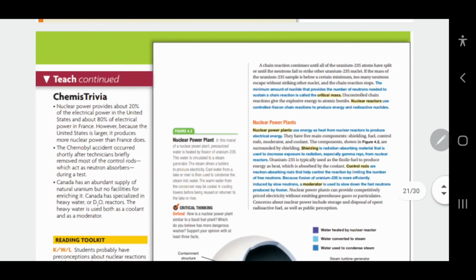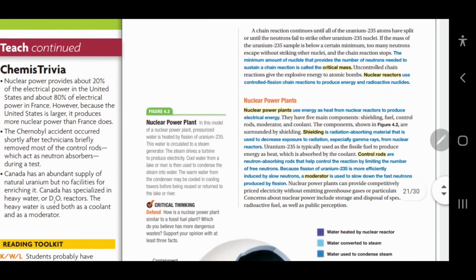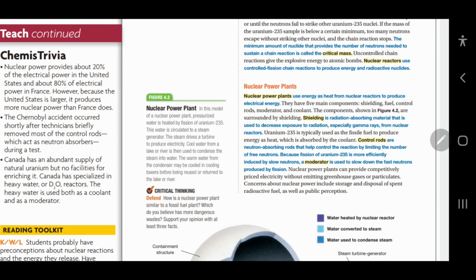And in nuclear power plants, finally, we said that we have the shielding, which is a material that absorbs radiation to decrease it, especially gamma rays. And we have also control rods, which are neutron absorbing rods that absorb neutrons to control the number of neutrons released, and the moderator, which is used to slow down the fast neutrons and control the reaction itself.